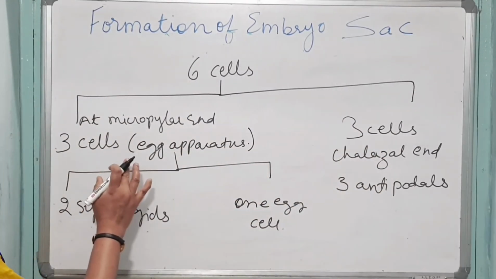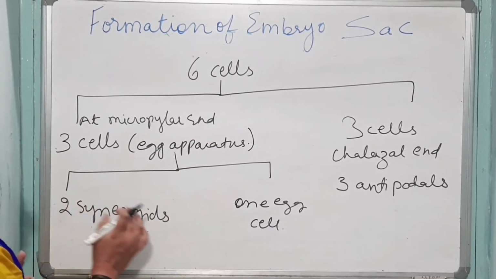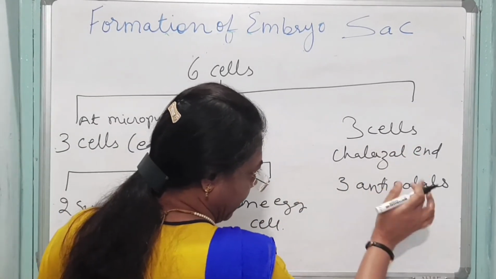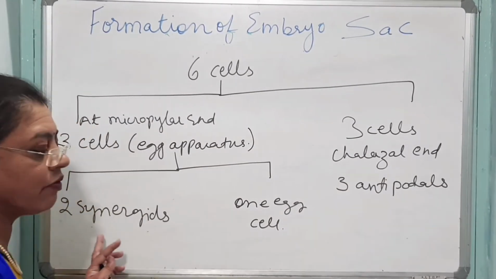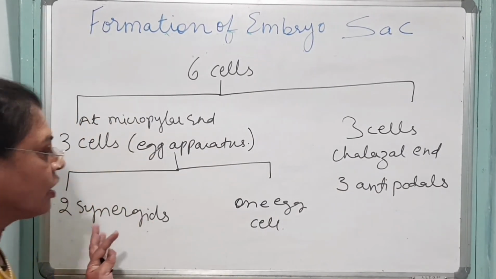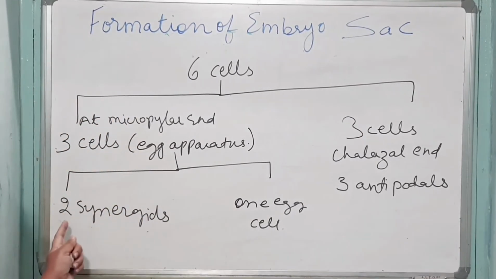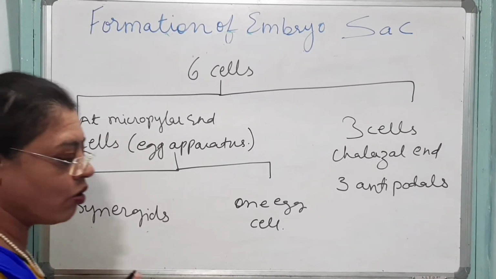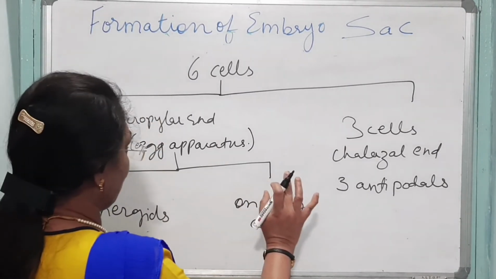In the micropylar end, it forms an egg apparatus. The egg apparatus is again 2 synergids and 1 egg cell, and at the chalazal end 3 antipodals are there. Now the synergids have a filiform apparatus, which is a cellular thickening. And what is the function of the filiform apparatus? The function is to guide the pollen tube inside the synergids. So this is the whole distribution of the cells.